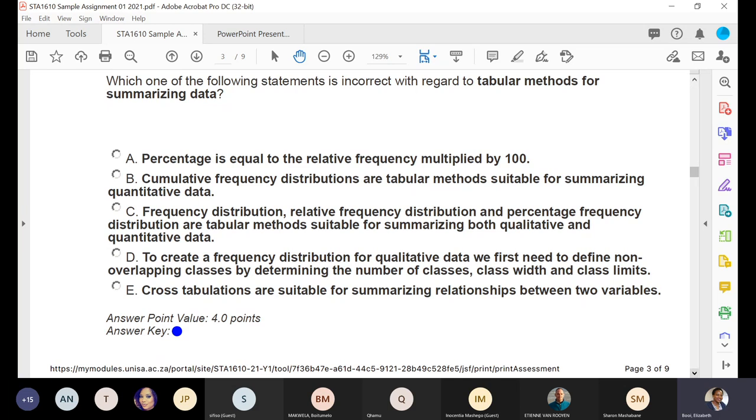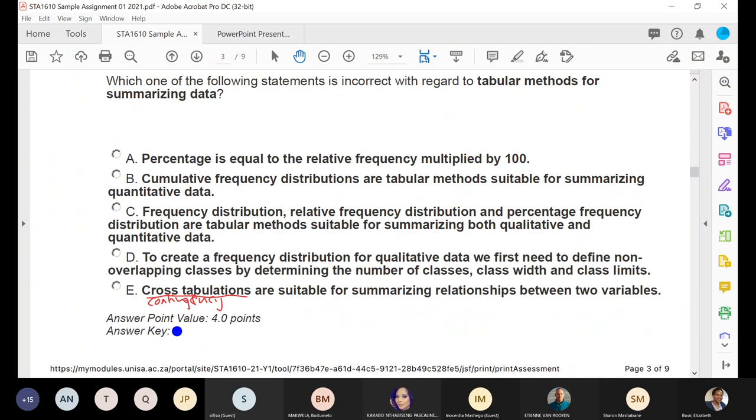D: to create a frequency distribution for qualitative data, we first need to define non-overlapping classes by determining the number of classes, the class width, and class limits. E: a cross-tabulation is suitable for summarizing the relationship. So this is a cross-tab or contingency table. So you just need to remember what we did in chapter 10, or study unit 10, when you answer that one. Which one is incorrect? A, B, C, D, or E?